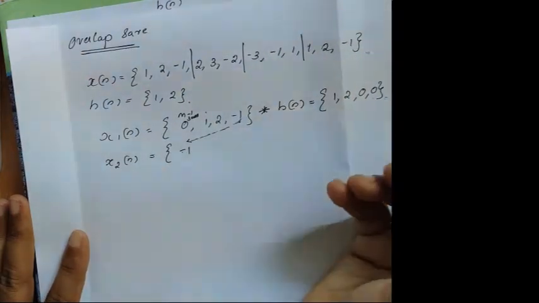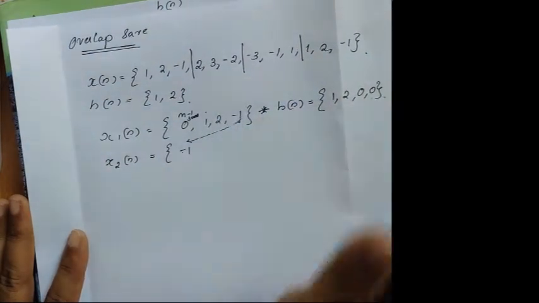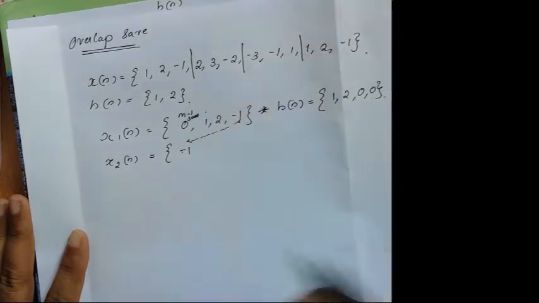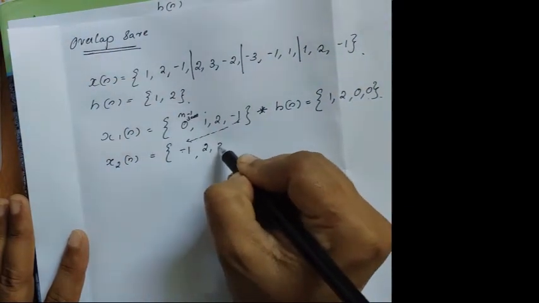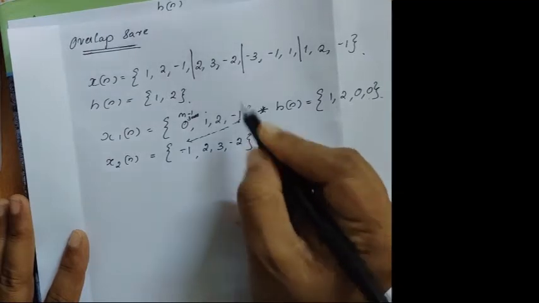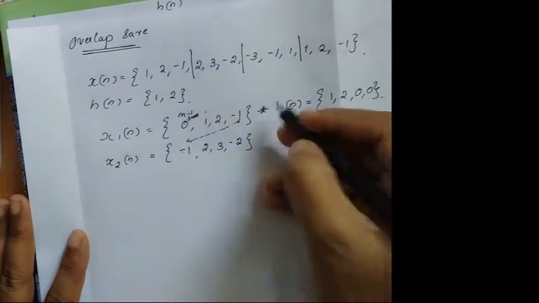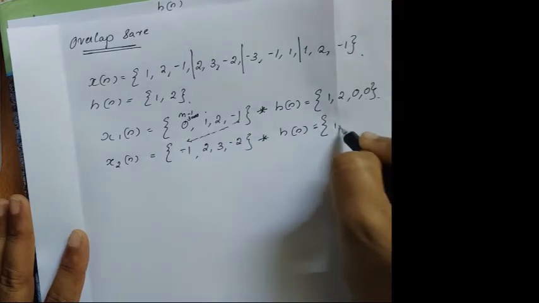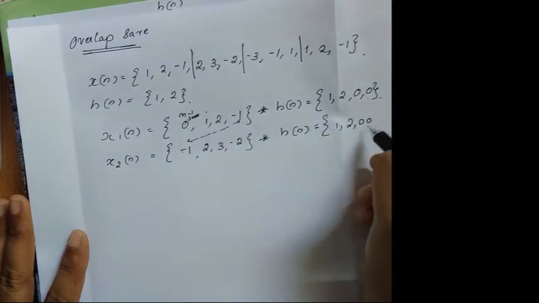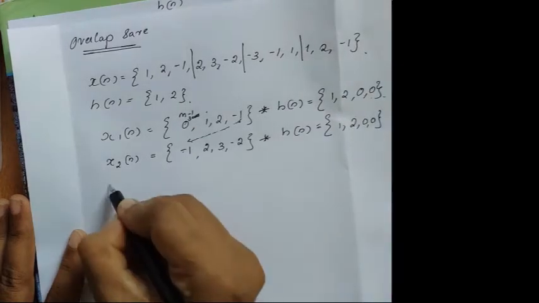You are saving the data depending upon the number of zeros. When you are doing the next step, you will understand more. 2 followed by the sequence 2, 3, minus 2. H of n is the same: 1, 2, 0, 0.